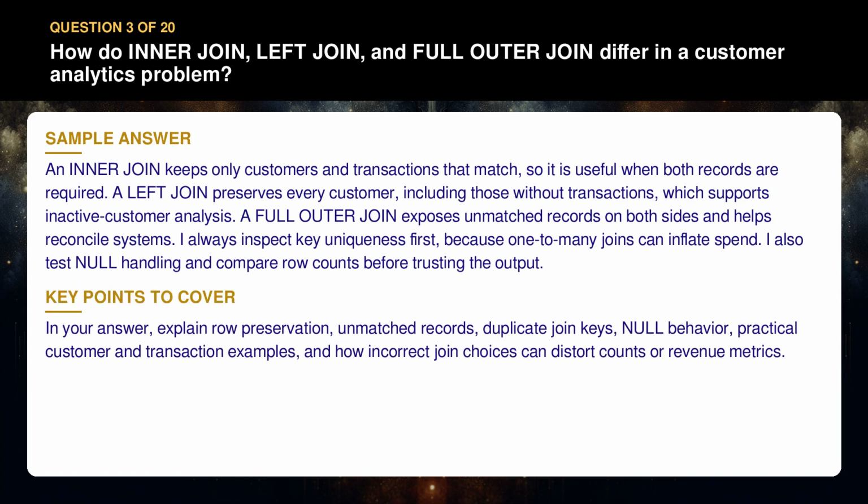In your answer, explain row preservation, unmatched records, duplicate join keys, null behavior, practical customer and transaction examples, and how incorrect join choices can distort counts or revenue metrics.